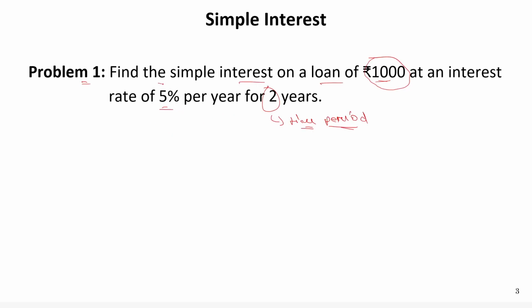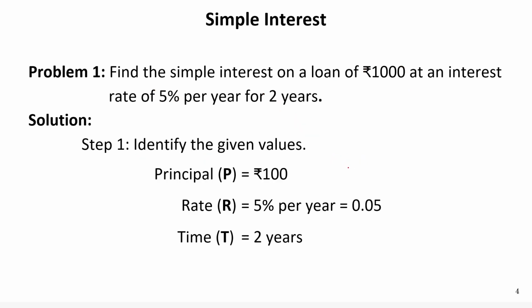We already know the formula for simple interest, that is equal to P into R into T by 100, when R is in percentage, not in decimal form. So R is 5. This implies that it is equal to 1000 into 5 into 2 by 100. We can cancel out 2 zeros from here, so we are left with 10 into 10 is equal to 100. So 100 must be the simple interest.